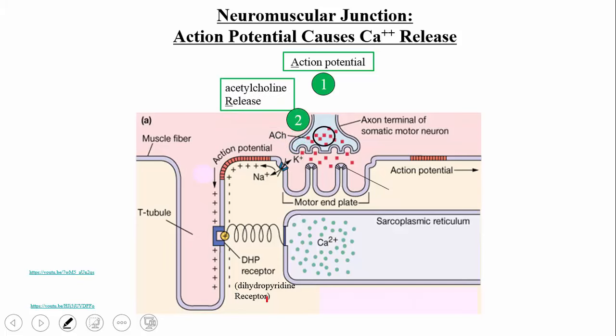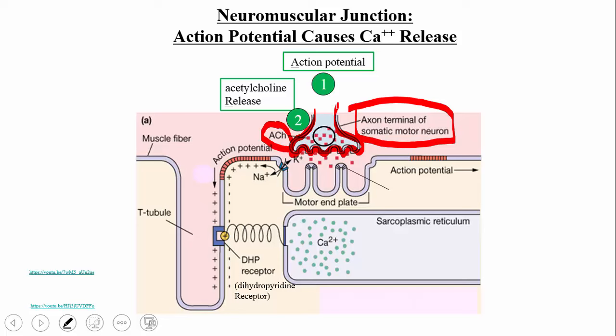And step two, what happens is this action potential causes the release of a molecule called acetylcholine. All these little red squares are supposed to represent acetylcholine, and this is the symbol for acetylcholine. You have all of those inside something called the axon, which is basically the terminal end of a motor neuron. The axon is this whole structure right here that I'm drawing right now. Inside those little squares is acetylcholine.